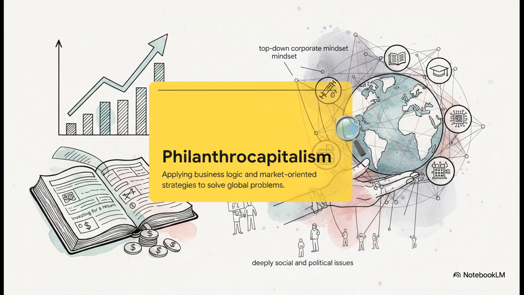So the philosophy behind the Bill and Melinda Gates Foundation has a name: philanthrocapitalism. The whole idea is to treat charity like a business. You use market logic, you set data-driven targets, you look for tech solutions. But as you might guess, a lot of critics argue that this brings a very corporate top-down mindset to problems that are actually deeply social and political.